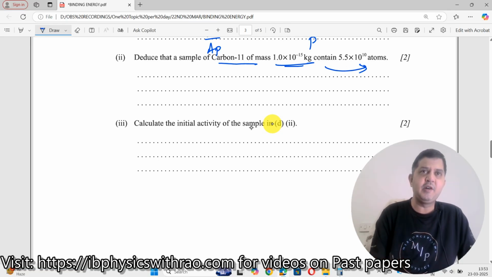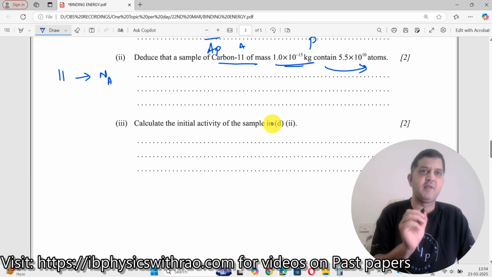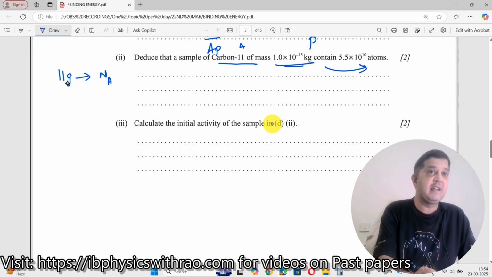Always remember, whenever there is an element given, and if you know its mass number, then take the mass number. What is the mass number here? Nucleon number. How many nucleons are there? 11 nucleons. 11 nucleons of carbon will contain Avogadro number of atoms. So now, 11 grams, not 11 nuclei, 11 grams of nuclei will contain Avogadro number of atoms.